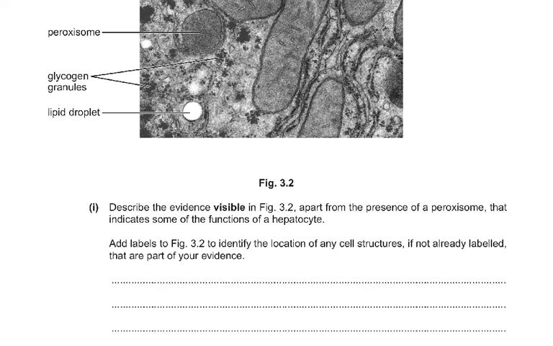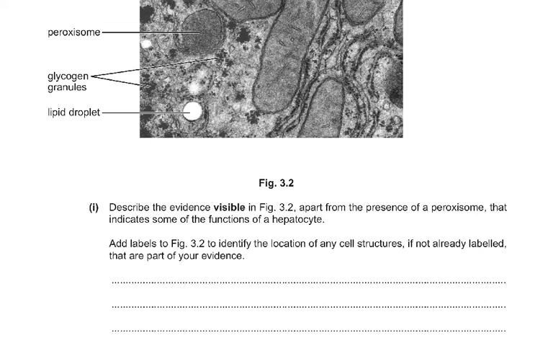Describe the evidence visible in figure 3.2, apart from the presence of peroxisomes, that indicate some of the functions of a hepatocyte. Add labels in figure 3.2 to identify the location of any cell structures, if not already labeled, that are part of your evidence. So smooth endoplasmic reticulum for lipid synthesis, rough endoplasmic reticulum for protein synthesis, many mitochondria for aerobic respiration. So you could have labeled these, or you could have gone without the labeling as well.